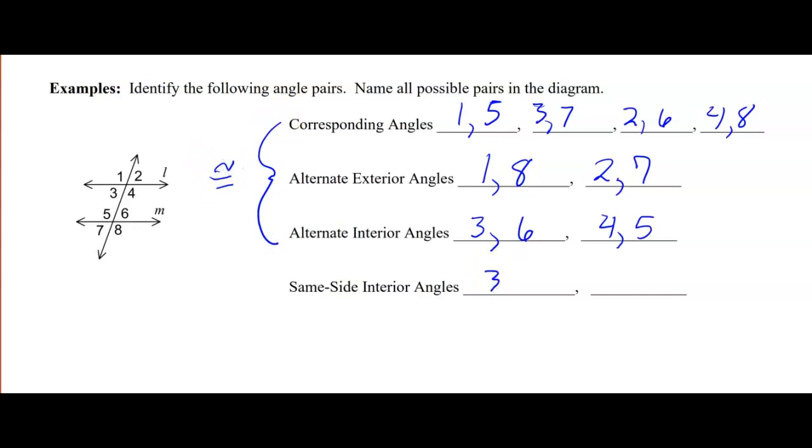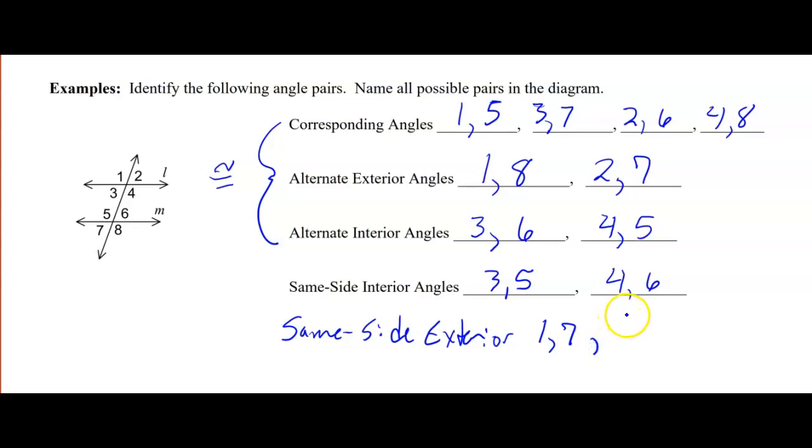Same side interior, 3 and 5 inside and on the same side. 4 and 6 inside and on the same side. Also same side exterior. That would be 1 on the outside on the left, 7 also on the outside on the bottom left, 2 and 8. These sets are supplementary. They add to 180.